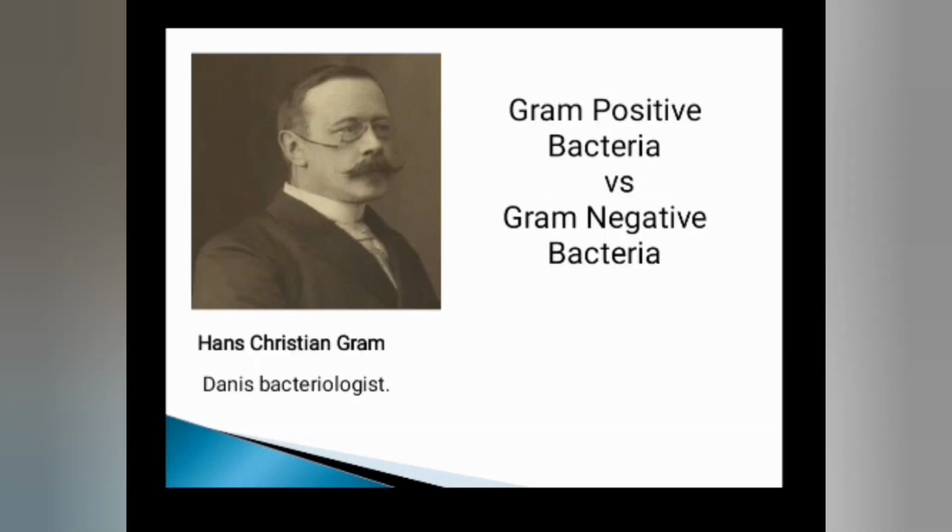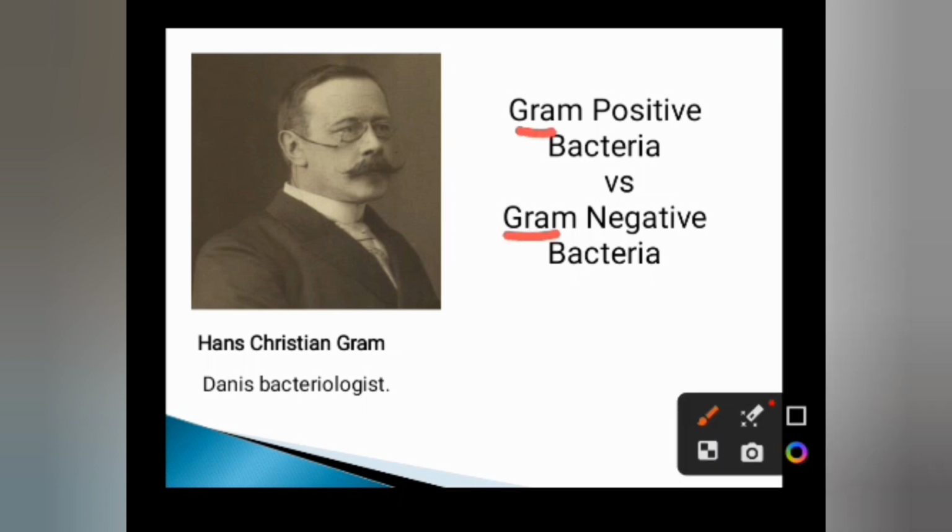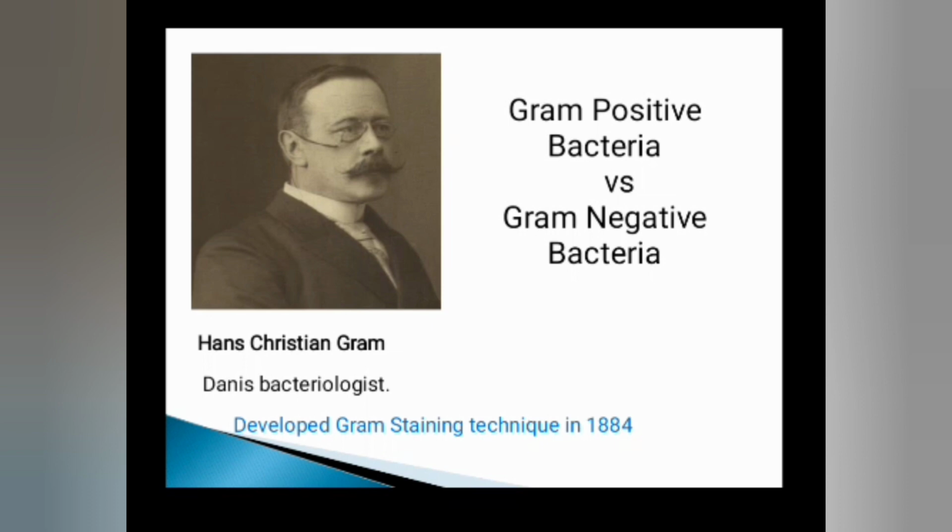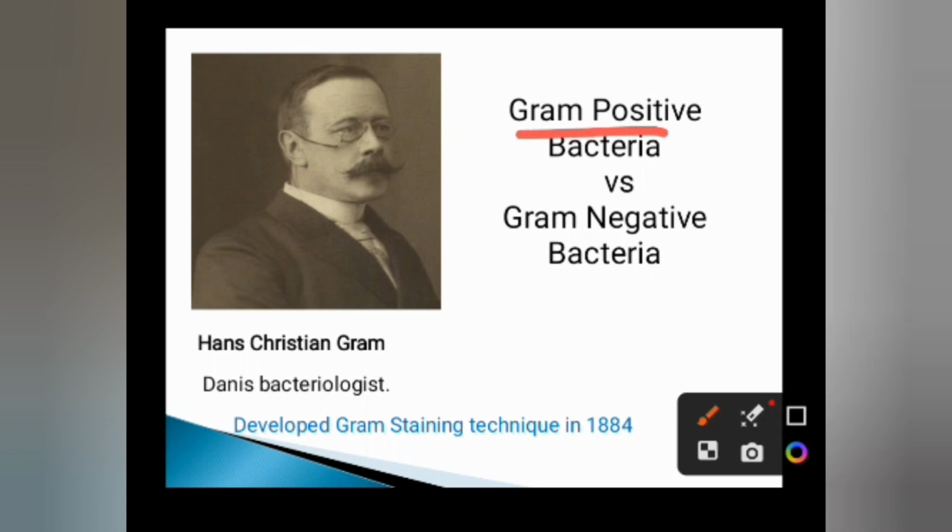Before going to the details on the differences between gram-positive bacteria and gram-negative bacteria, let's know from where this word gram is taken. There was a Danish bacteriologist named Hans Christian Gram, and from his name the word gram is taken. He developed the gram staining technique in 1884. The bacteria which are able to retain this gram stain are known as gram-positive bacteria, and those which are unable to retain this gram stain are known as gram-negative bacteria.